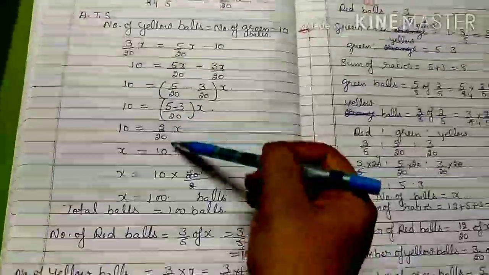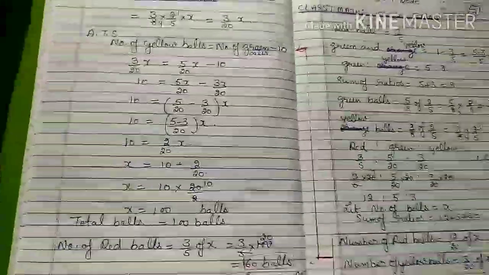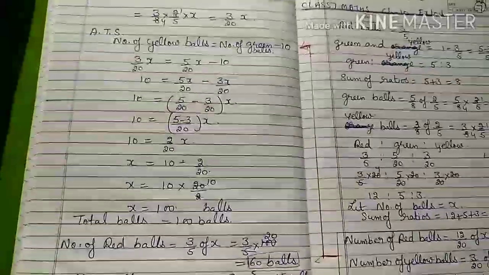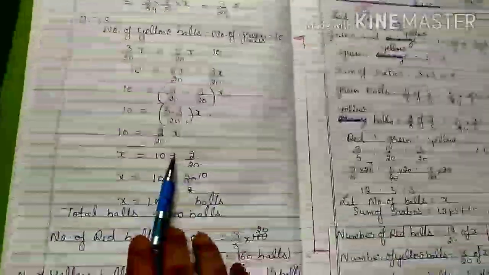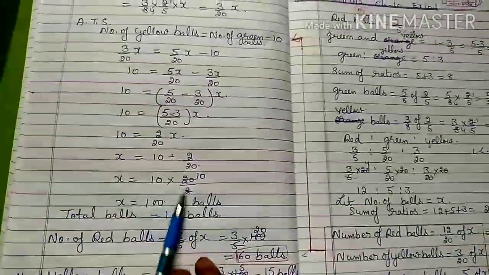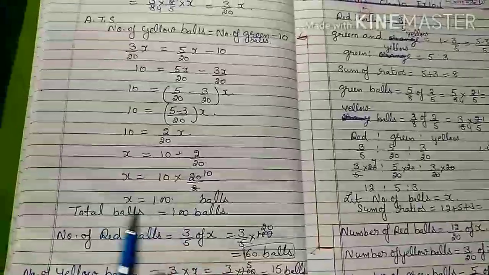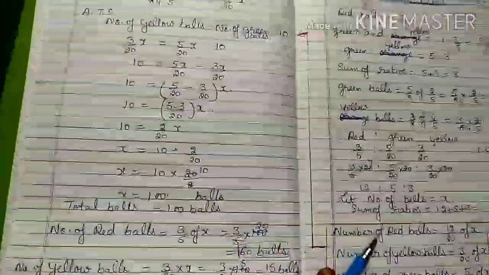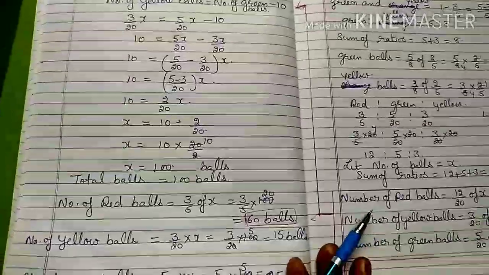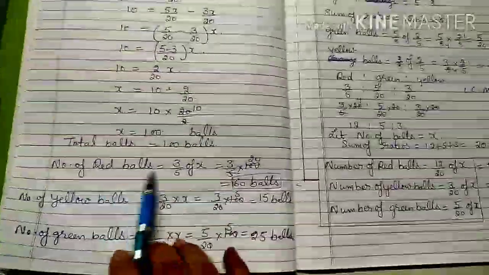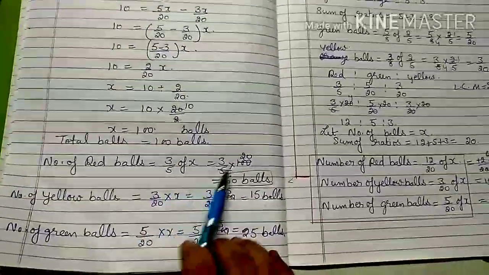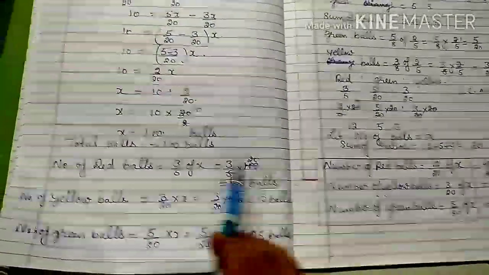Now this term, any term multiplied with the variable, when it moves to the other side changes to a division sign. So division changes to multiply, 20 by 2, and the total balls I found is 100 balls. So among that, the number of red balls is 3/5 of x. You replace the x value, that is 60 balls.